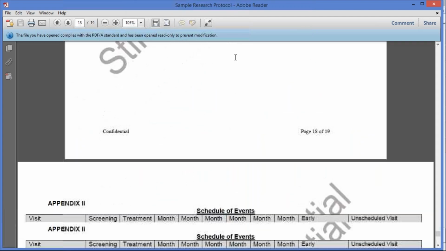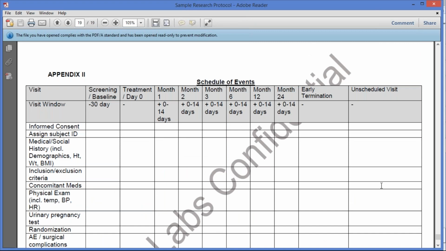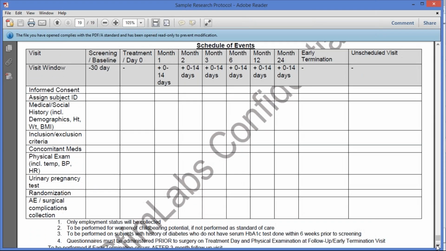And you have schedule of events, you can see here. Okay, these are all schedule of events.